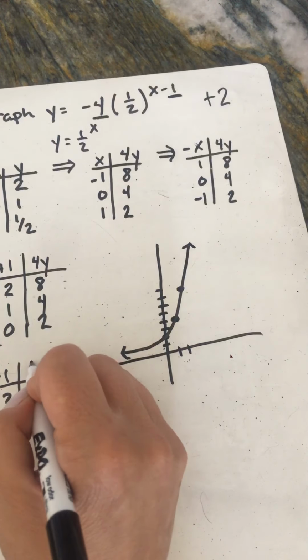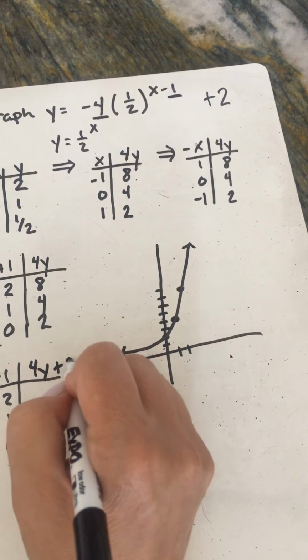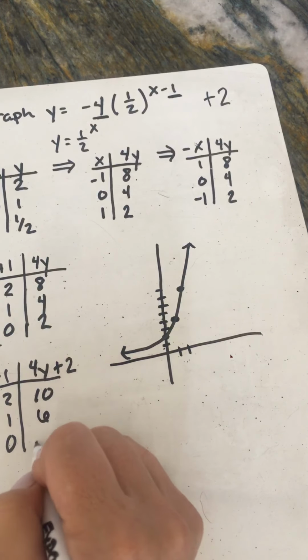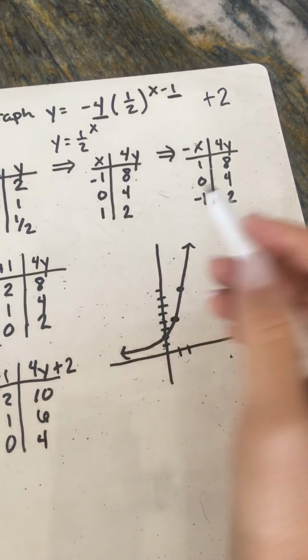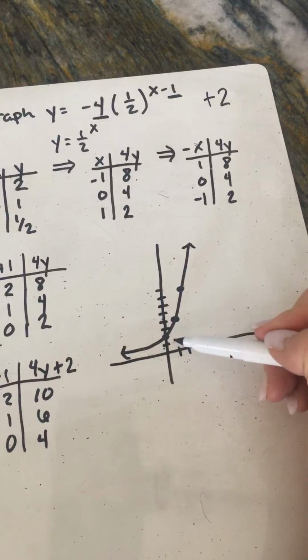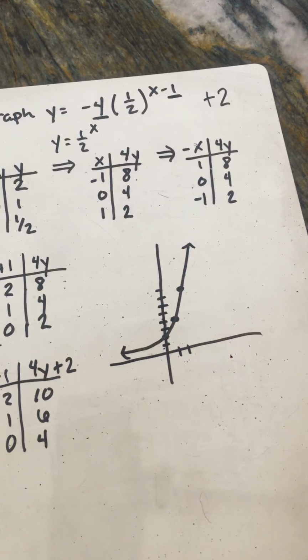Thank you. 4y, and then this is plus 2, so you'd have 8 plus 2 is 10, 4 plus 2 is 6, 2 plus 2 is 4. So that would be, if you had a vertical shift, that's how you would do it. So then everything would get moved up 2 units.